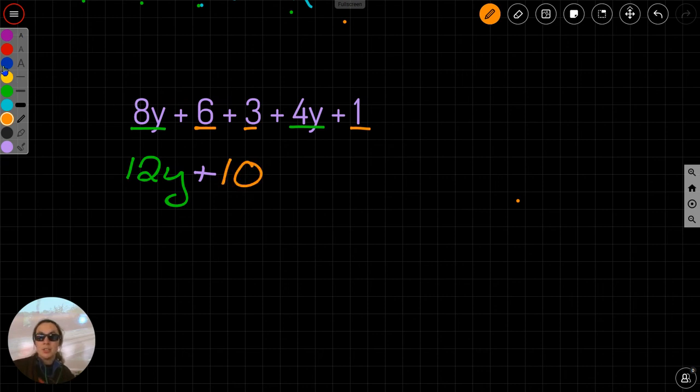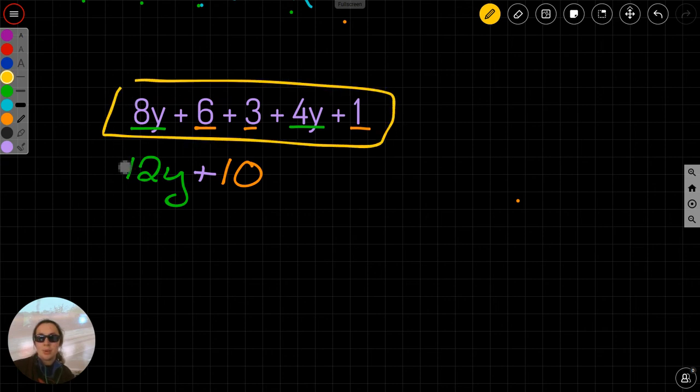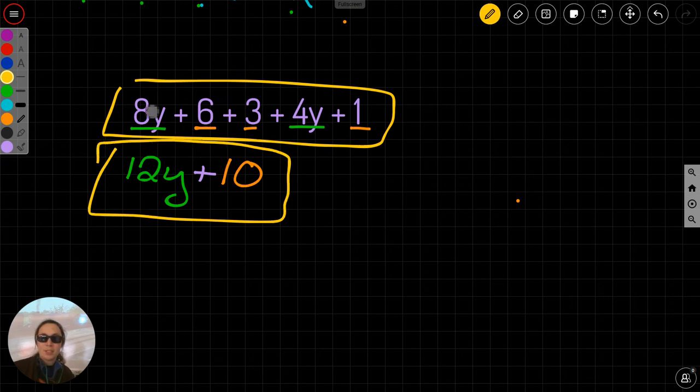These 2 expressions, this one here and this one here, are equal to the same thing. If I plugged in y equals 2 into this one, it would be exactly the same thing as if I plugged y equals 2 into this one. These are equivalent expressions. They equal the same amount.